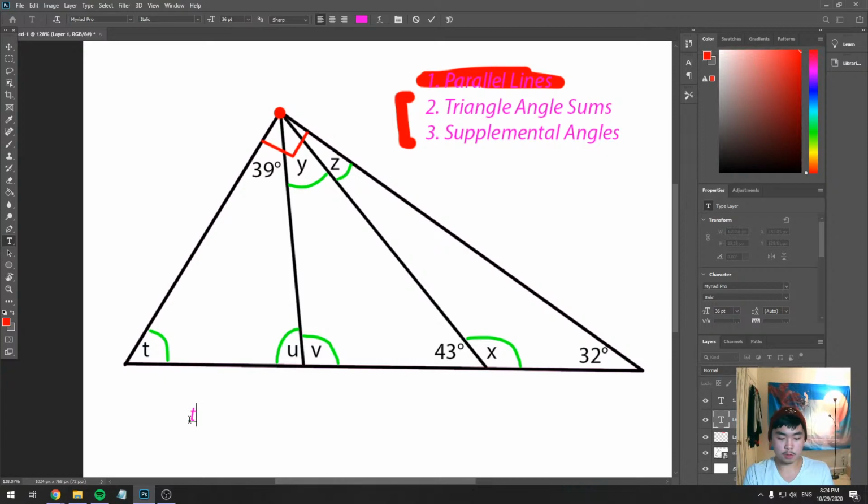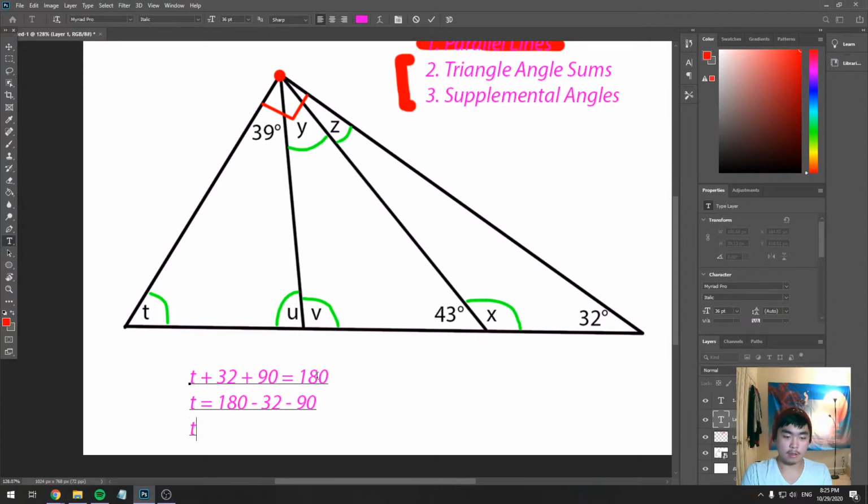So what will we do? We'll set up our equation: t plus 32 plus 90 equals 180. Alright, so next I'm gonna move all my numbers to the other side so I can isolate that t. So 180 minus 32 minus 90. I gotta move it to the other side, so I'm switching the signs. That will give me 180 minus 122, which gives me an answer of 58. So my answer is going to be 58 right here.